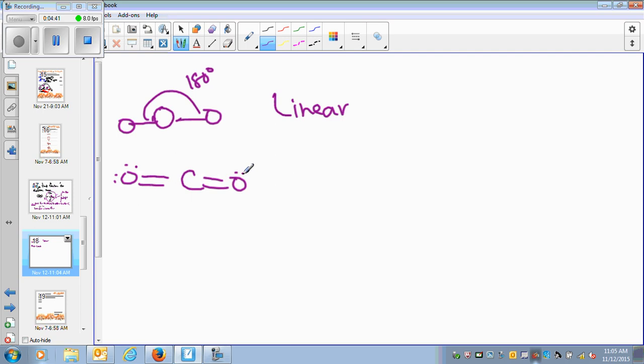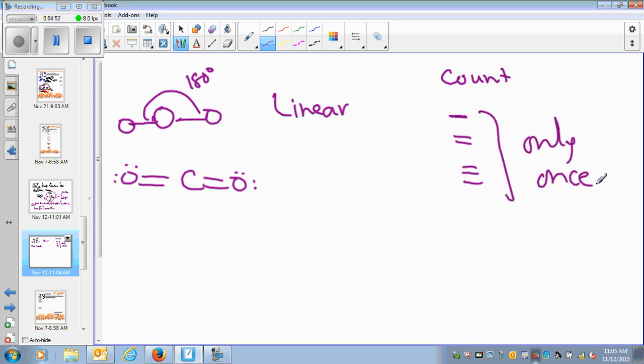When we are doing the shape, we count a single bond, double bond, or triple bond only once. This is another rule. We count single bond, double bond, and triple bond only once. So I know that it's a double bond here, but I only count once. What I'm saying is that this is a central atom right here, and it is bonded on this side and it is bonded on this side.